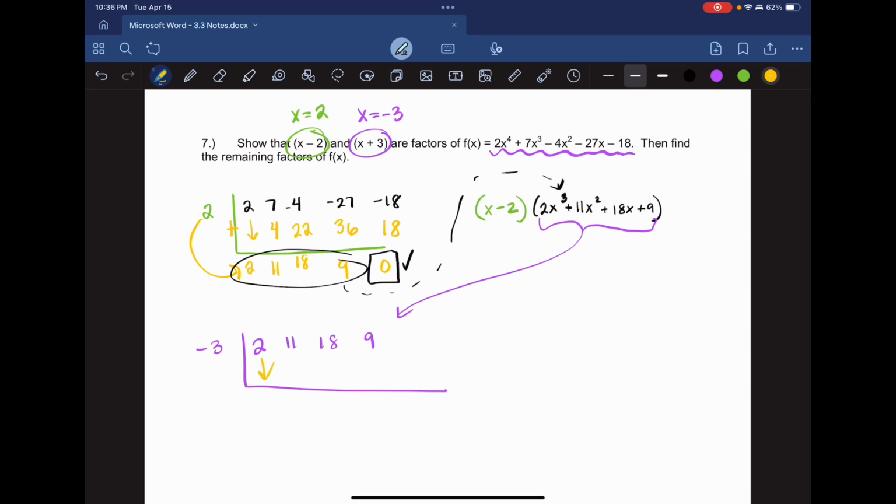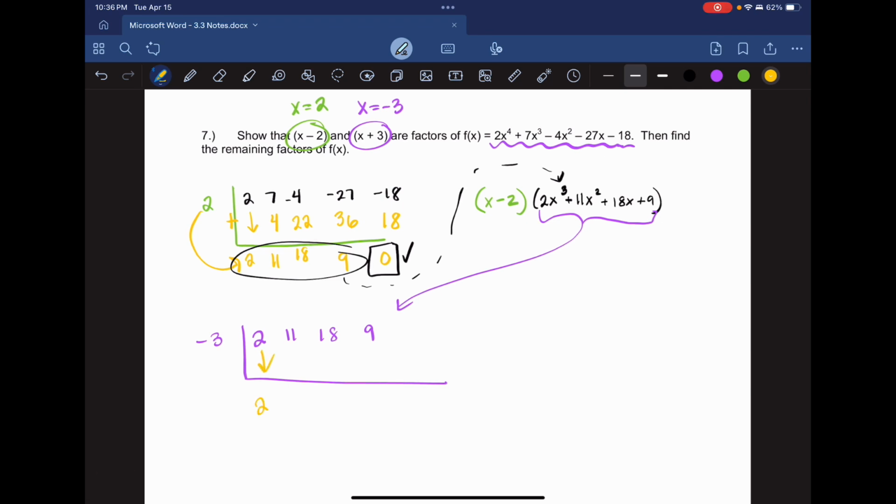Now we just do synthetic division. So I bring down the 2. Negative 3 times 2 gives me a negative 6. I add them up to get 5. 5 times negative 3 gives me a negative 15. I add them up to get 3. Negative 3 times 3 gives me negative 9. I add them up and get 0. Again, because I just found that 0, it tells me that this is a factor. That's what our factor theorem tells us.